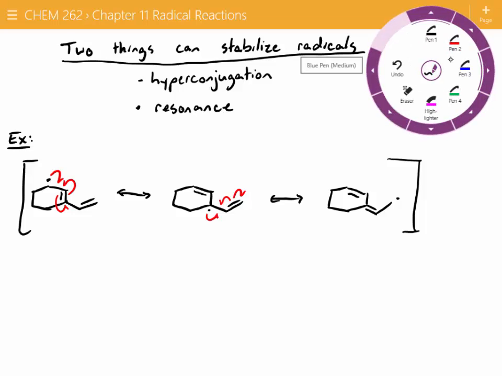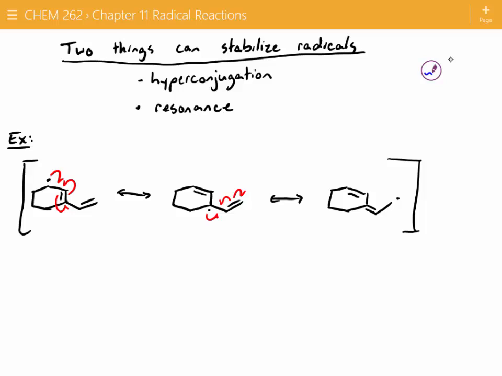Let's go through and look at our major and minor contributors. In this case, this one will be our major contributor because it's got the radical in the more substituted position. This one will be a minor contributor, and this one will be a minor contributor. The one on the far right will be the most minor contributor because it's on the primary position, but we're not going to try to distinguish those two frequently. We're primarily interested in the most major contributor, or majorist. I'm not sure how you'd pronounce that.